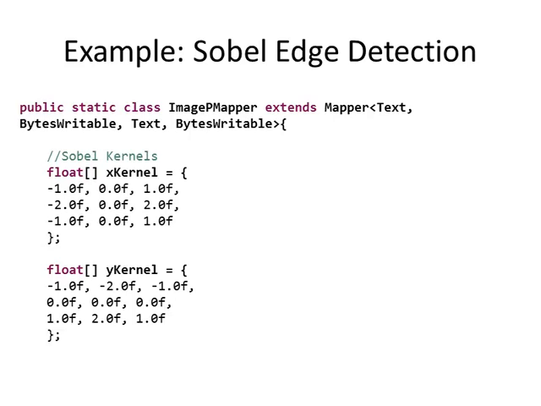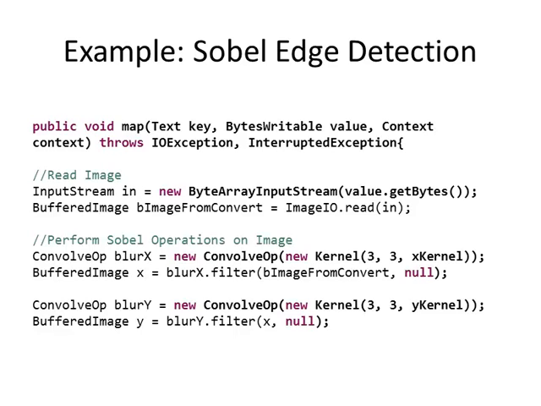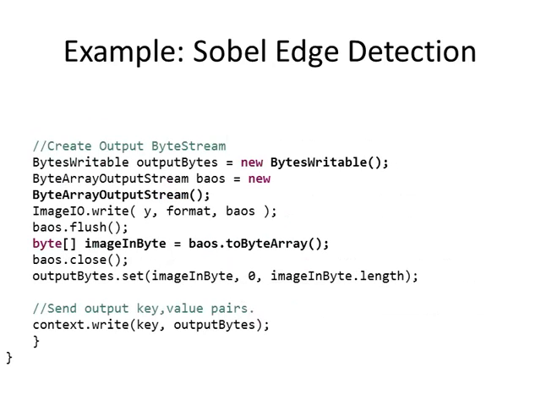Within the class, we define two float arrays, x_kernel and y_kernel, to be the Sobel operators. Now we have the actual map function. The function is simple. We simply take the bytes writable value and read it as an image. Once it is read as a buffered image object, we apply the two Sobel kernels to the image. The final operations within the map function simply assemble the output value in the form of bytes writable and is written as the output of the map operation.